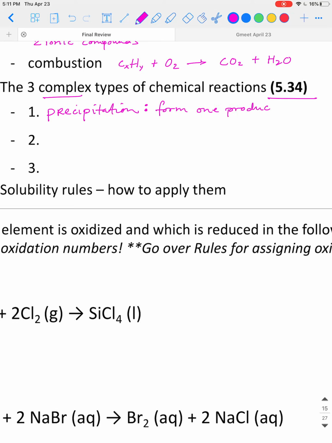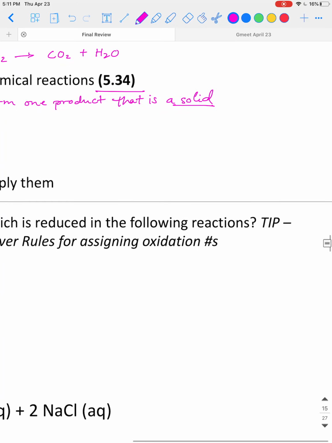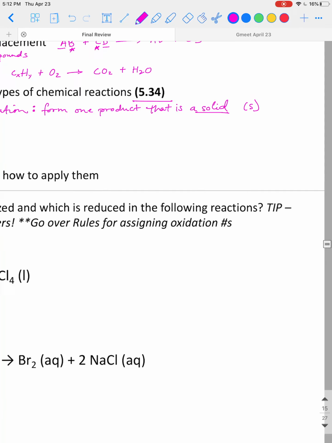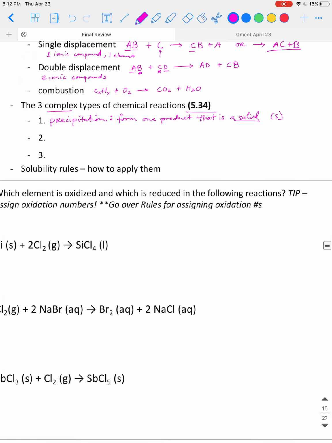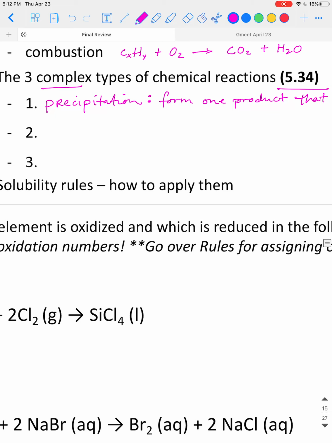Precipitation reactions, these you form one product that is a solid. So you would have an S on that product. That's a dead giveaway that it's a precipitation reaction.